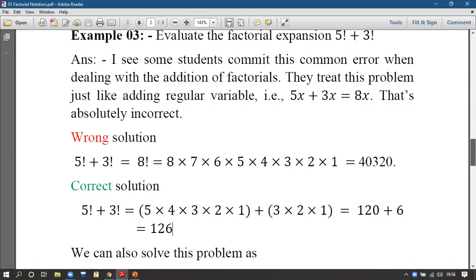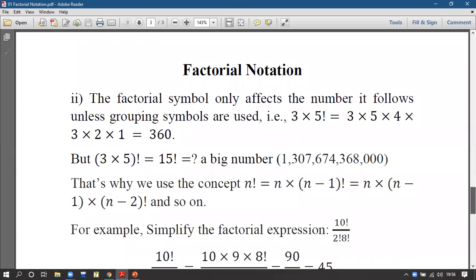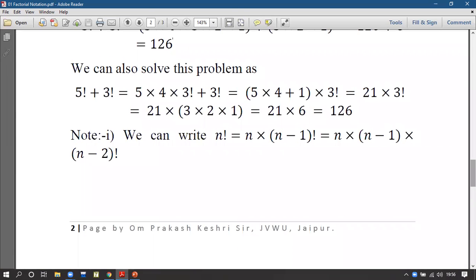In a similar way, we take one more notable point. From this exercise we see that we can write factorial n equals n into (n minus 1) factorial. This can also be written as n into (n minus 1) into (n minus 2) factorial, and so on.